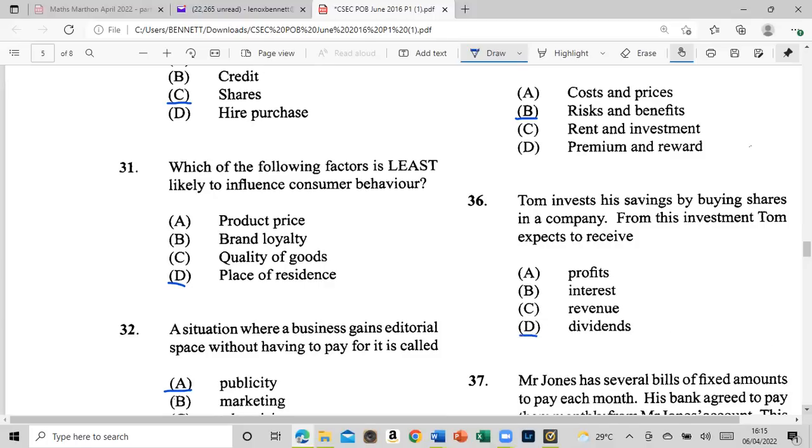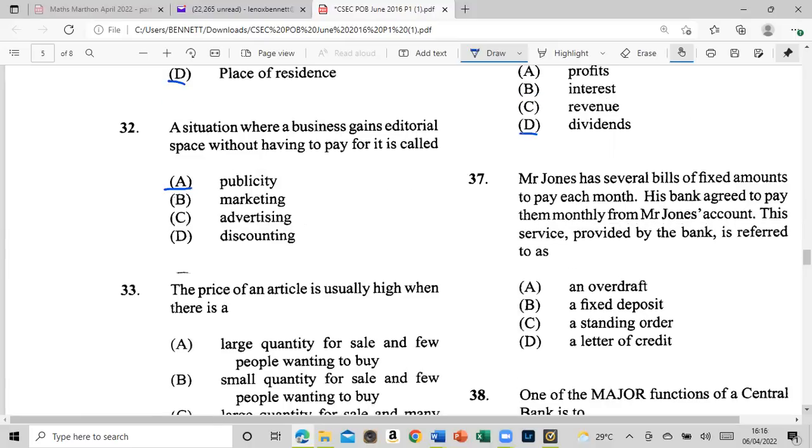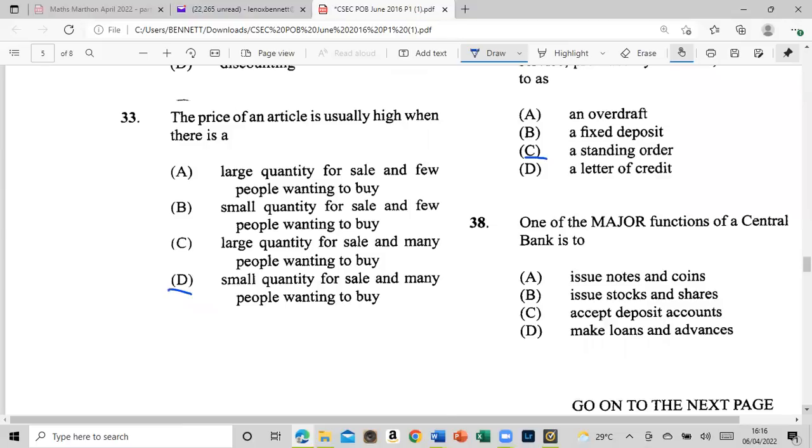All right, let's move on to 37. Mr. Jones has several bills of fixed amounts to pay each month. His bank agreed to pay them monthly from Mr. Jones' account. This service provided by the bank is referred to as an overdraft, a fixed deposit, so a standing order, definitely a standing order. Once it's a fixed amount and you pay it at a certain time, that is a standing order.